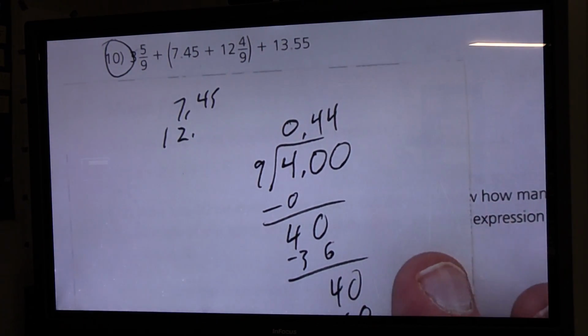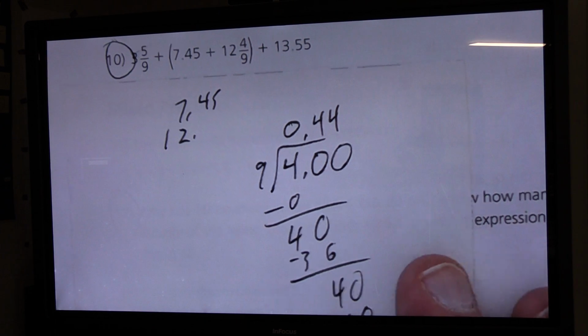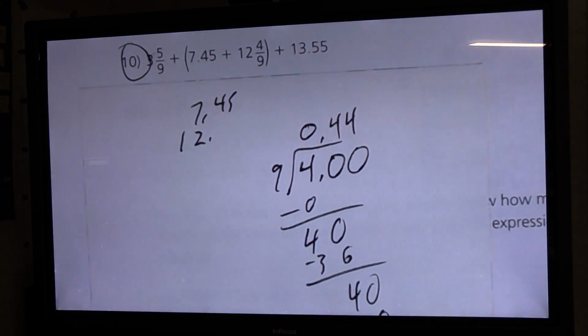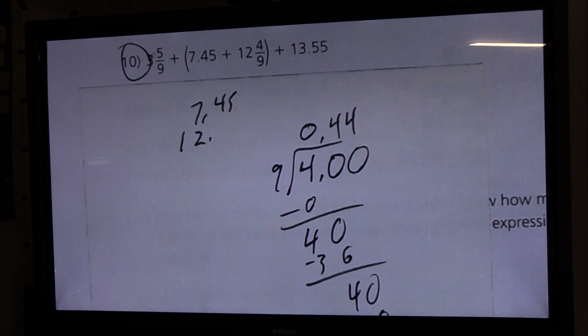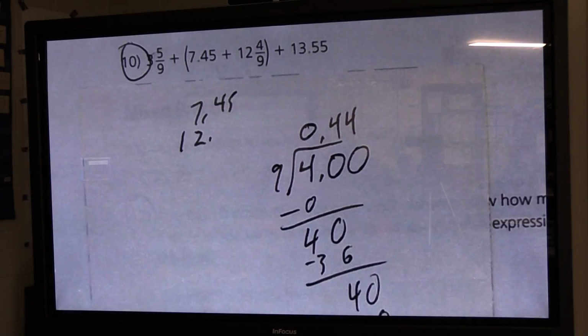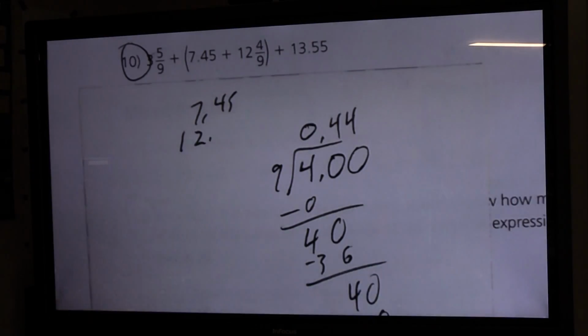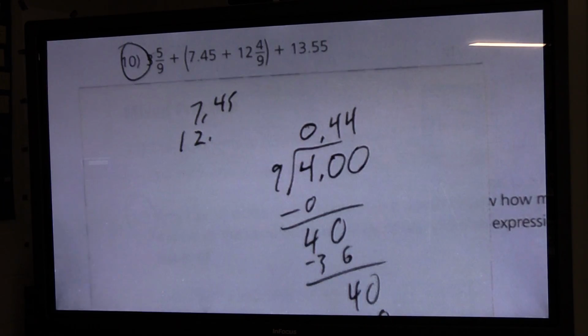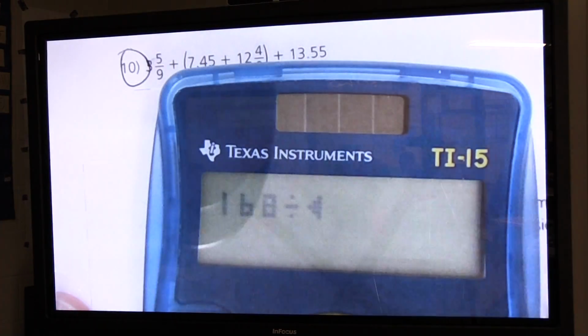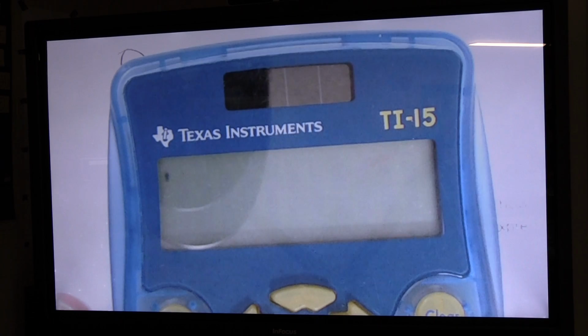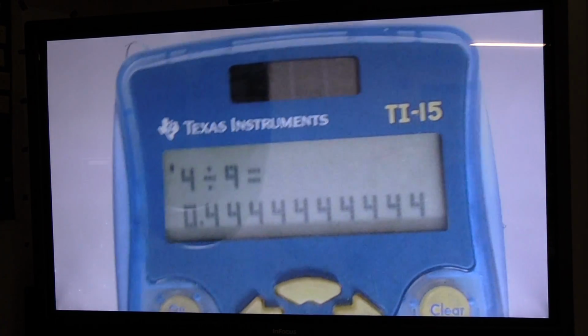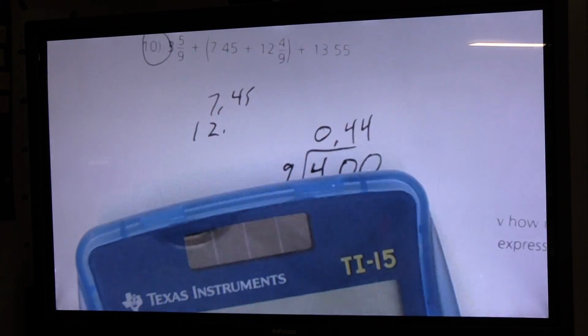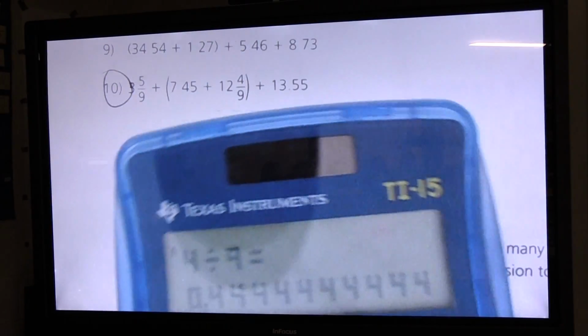So maybe instead of doing a decimal, I'm going to have to convert that 7 and 45 hundredths into a fraction. But you can already see it's going to take a lot of time to do it that way. But let's see. I've got my calculator. And I just want to double check. I always want to double check these things. If I have 4 and I divide it by 9, it does go on forever.